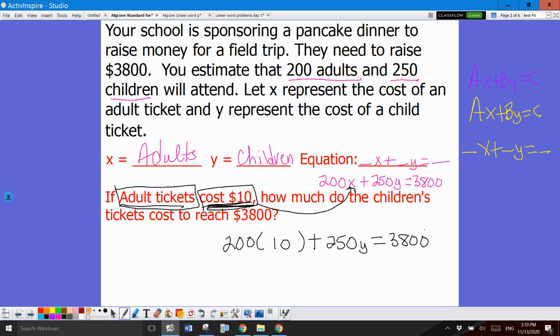Okay, so think back. How do we solve this? What's the first thing we're going to do? You're right. We got to simplify here. So 200 times 10, take a minute and figure out what that is. 200 times 10.